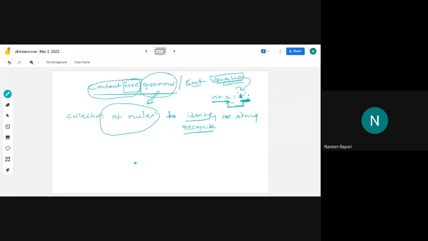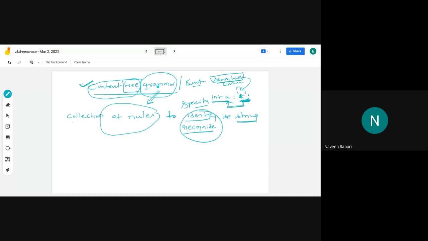We have four different types of grammars, sir. One is regular grammar, context-free grammar, context-sensitive grammar, and recursively enumerable grammar. But for syntax analyzer, we need only the context-free grammar. So grammar is nothing but a collection of rules to identify or recognize the strings, or specify the rules for identifying the strings.